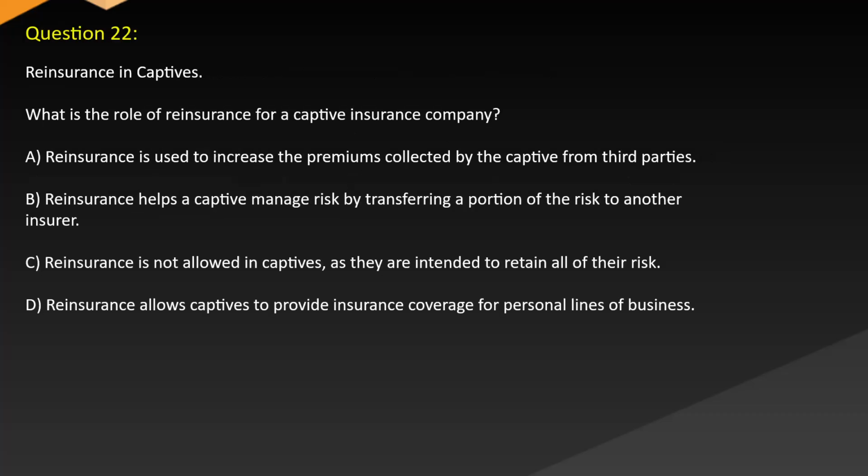Question 22. Reinsurance in captives. What is the role of reinsurance for a captive insurance company? A. Reinsurance is used to increase the premiums collected by the captive from third parties. B. Reinsurance helps a captive manage risk by transferring a portion of the risk to another insurer. C. Reinsurance is not allowed in captives as they are intended to retain all of their risk. D. Reinsurance allows captives to provide insurance coverage for personal lines of business.